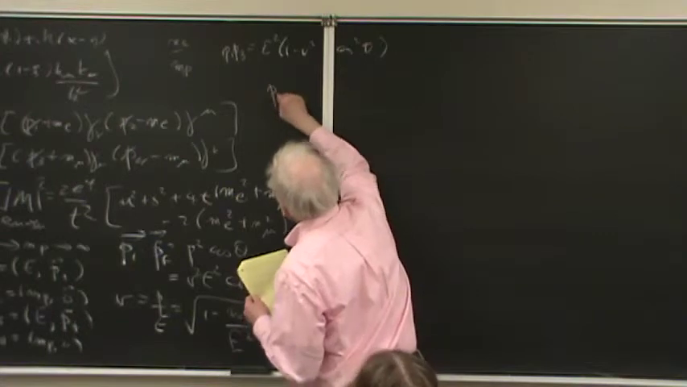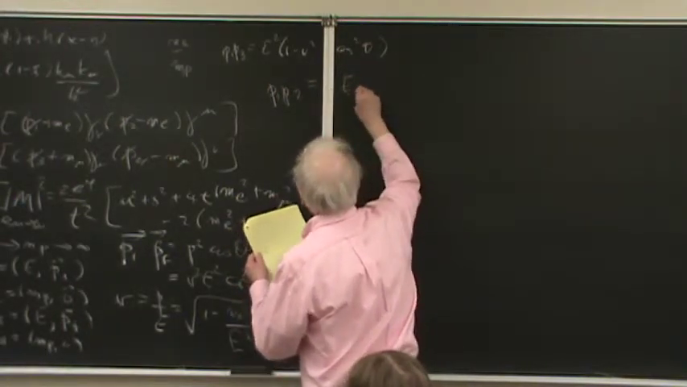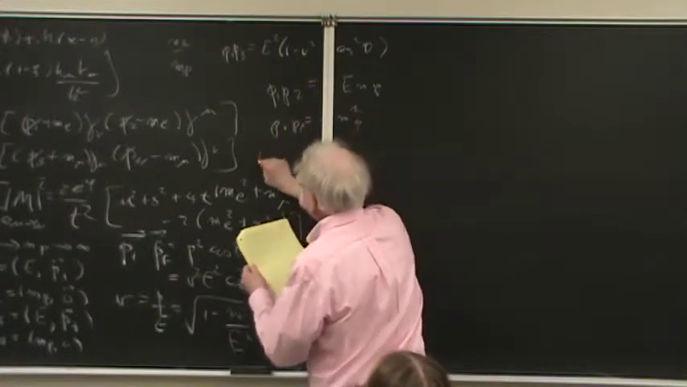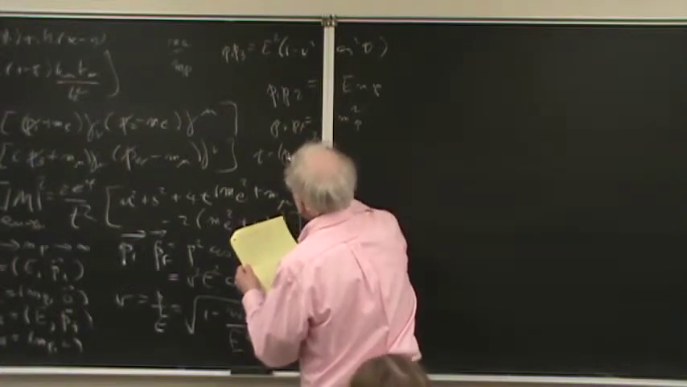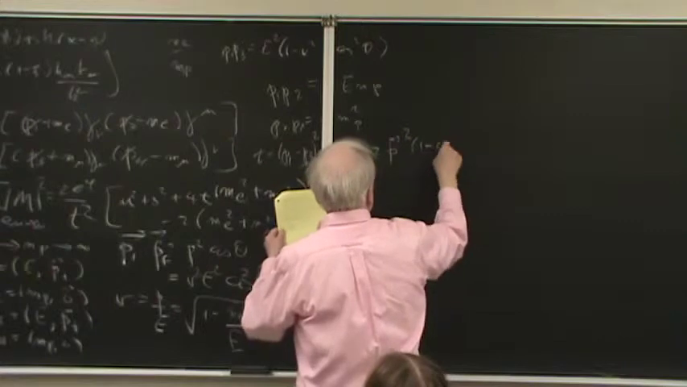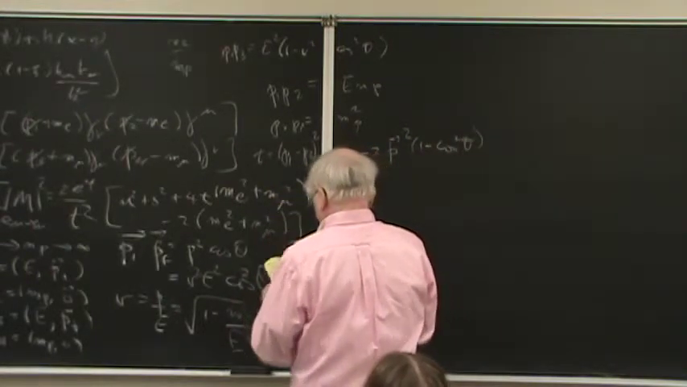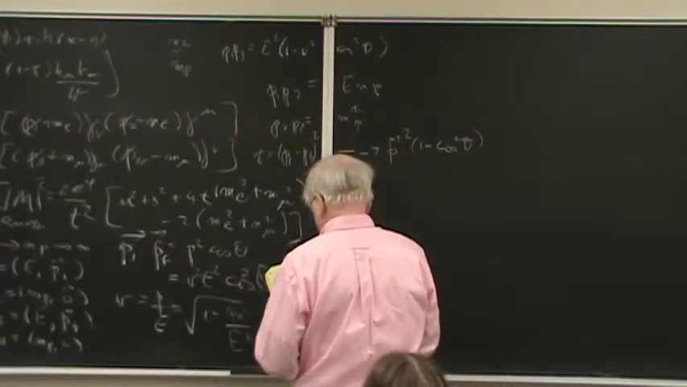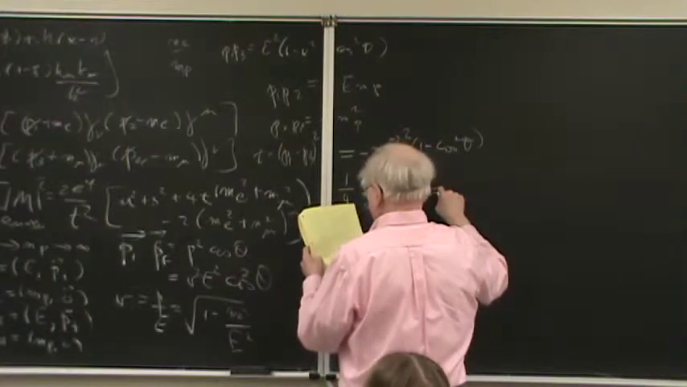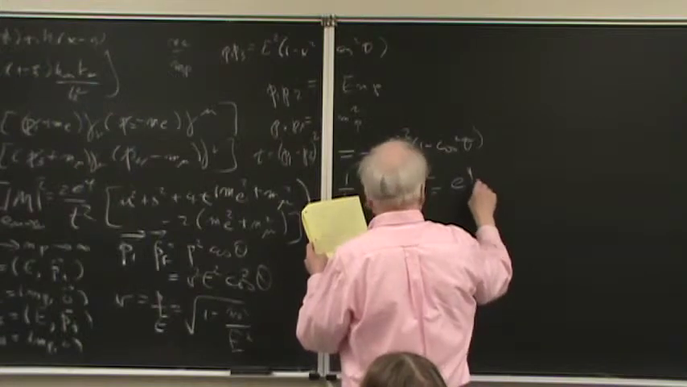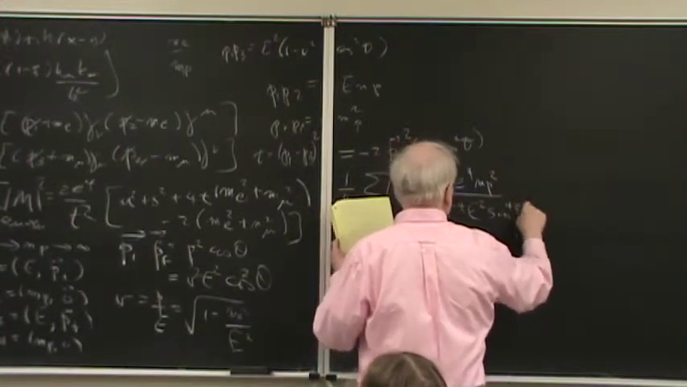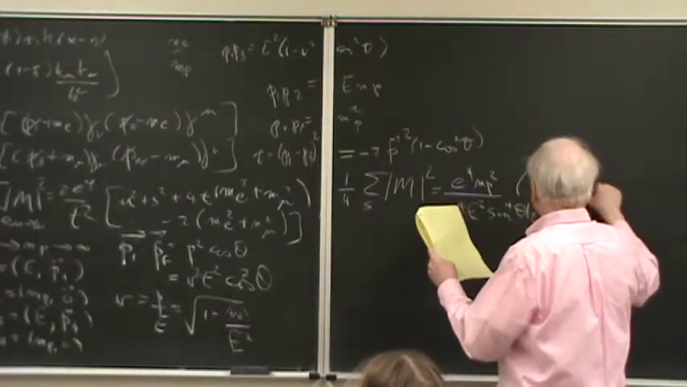And we see that P1 P2 is equal to E times MP. P2 P4 is MP squared. T is (P1 minus P3) squared. And this has various forms, and one of them is minus 2 p vector squared times 1 minus cosine squared theta. I'm not going to go through all of this. I think I'll just say that eventually what you get is 1/4 sum over spins of this squared amplitude is e to the 4th m proton squared over v to the 4th e squared sine to the 4th of theta over 2 times 1 minus v squared sine squared theta over 2.